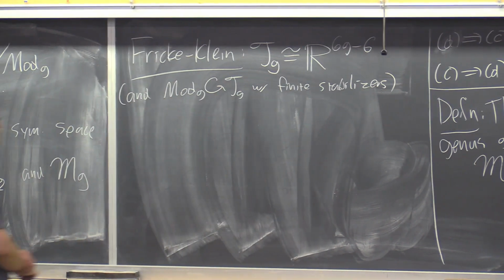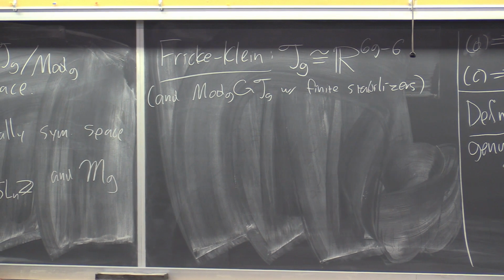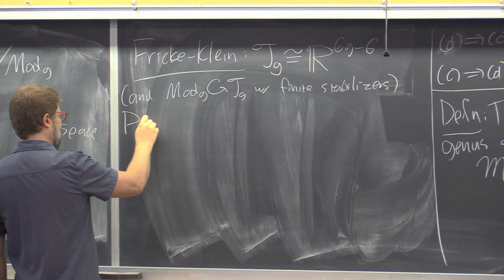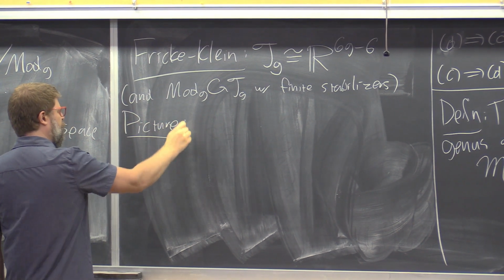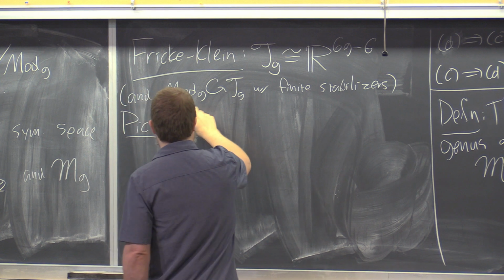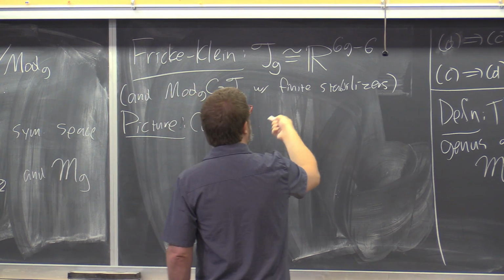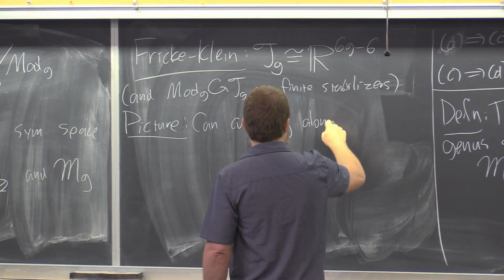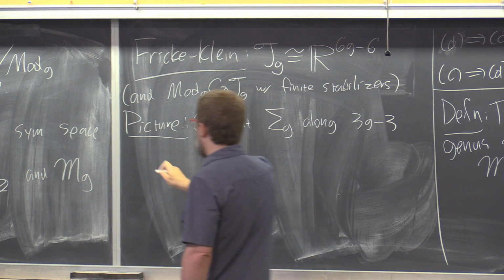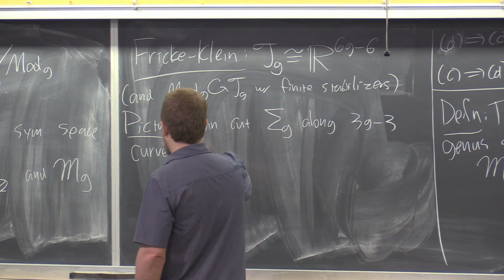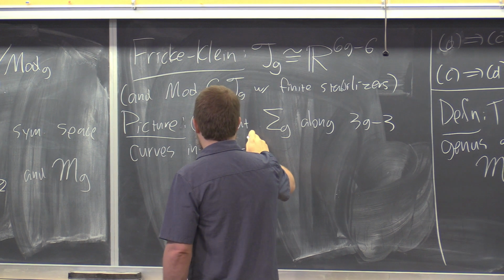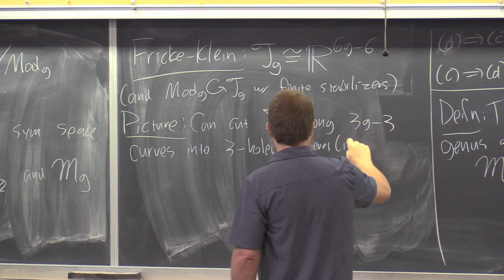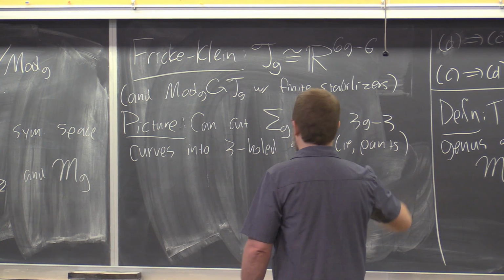Okay, so let me give you the picture of why this is true. Here is the picture. So cut the surface along 3G minus 3 curves into 3-holed spheres, that is, pairs of pants, or trousers if you're British.